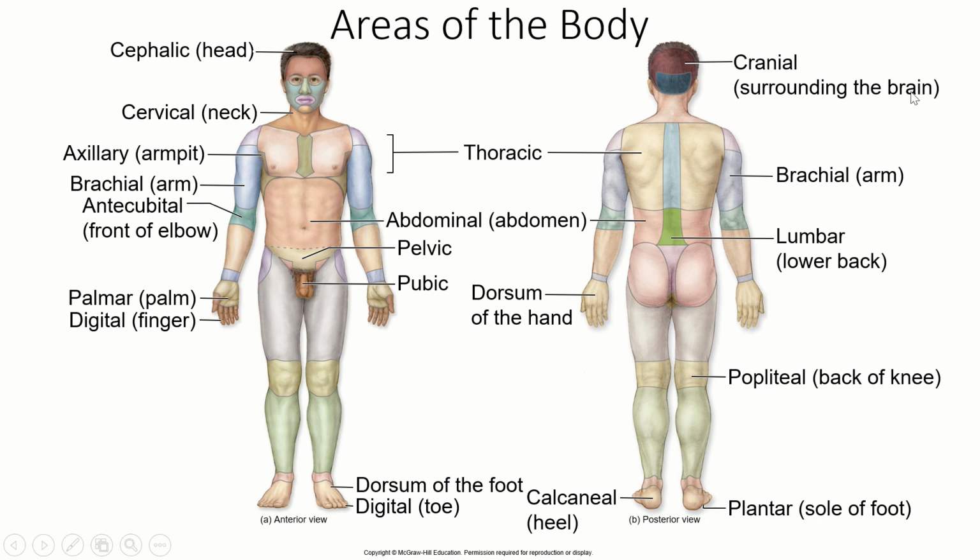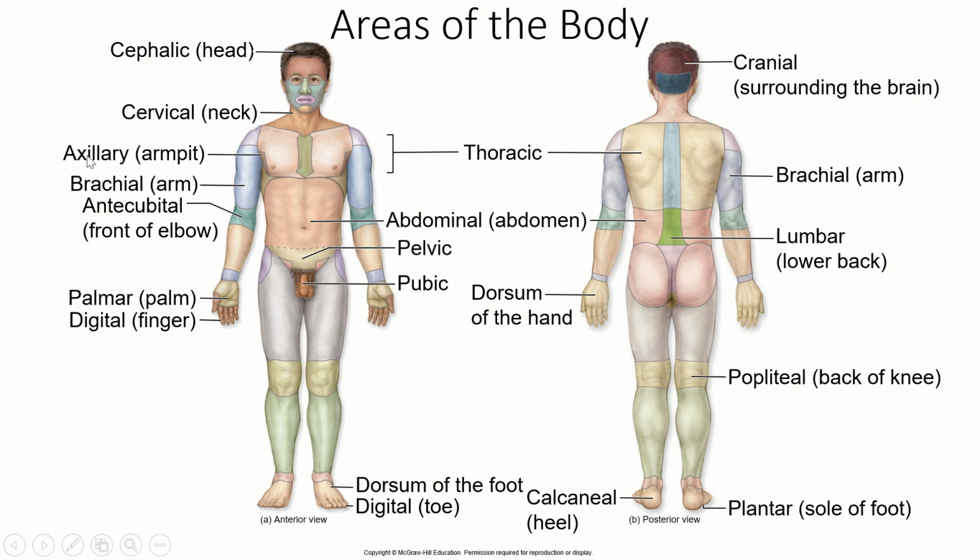Cranial, surrounding the brain. The cranium are the bones that surround the brain. Cephalic means head. Notice this is not phallic, referring to the male pubic organ. That would be P-H-A-L-L-I-C. Cephalic refers to the head, and that's the whole head. Cervical refers to the neck. Yes, I know, a woman has a cervix, which is the neck of the uterus. I know, right? Okay. Axillary means armpit.